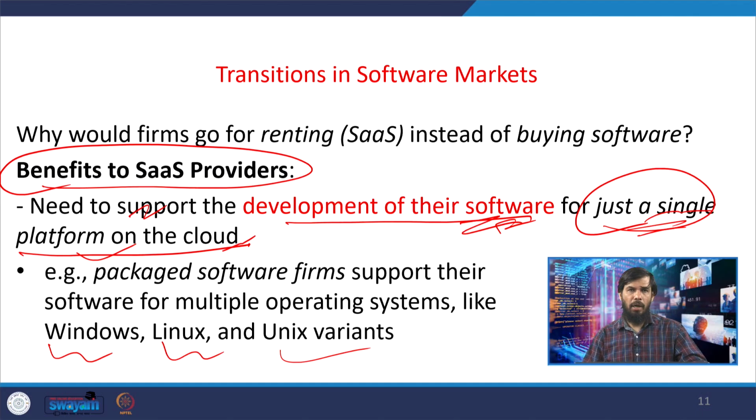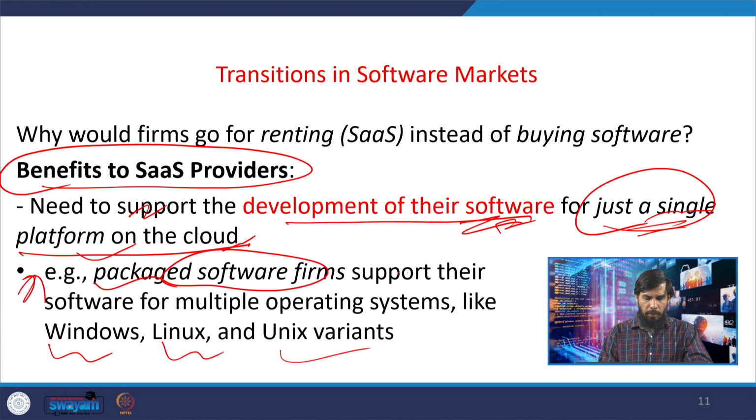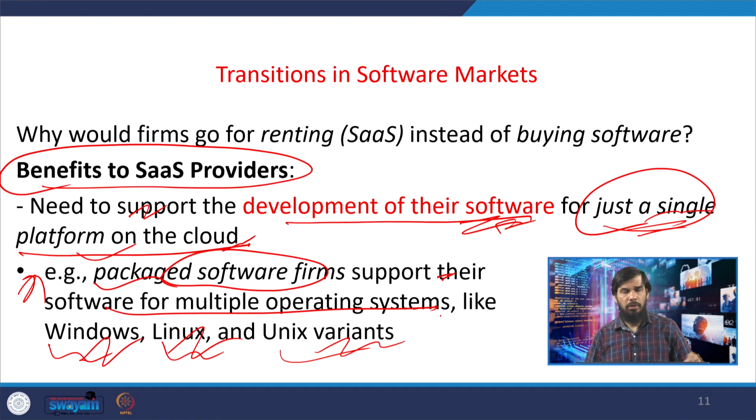But this might have an adverse impact in the sense that in future software might just be developed for one platform, because most of the applications would be through SaaS offerings. So most of the access and usage would be through SaaS offerings. Then development of software will also be limited to one particular kind of platform, whether it be operating system or hardware. An example is packaged software firms, which support their software for multiple operating systems like Windows, Linux and Unix variants. So that we are already familiar with. Now this eases things out for the SaaS provider.